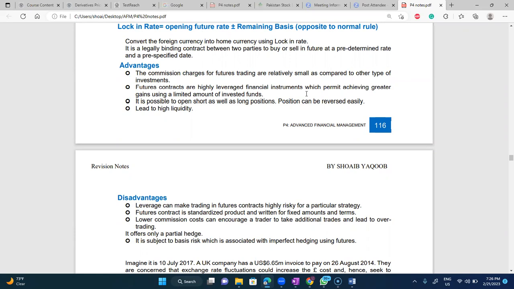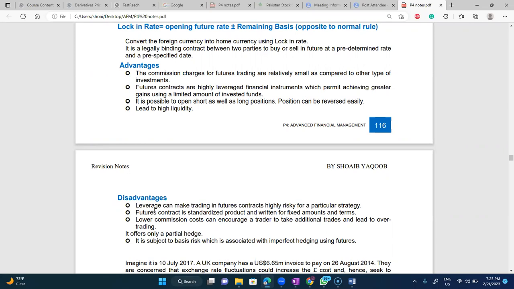For example, you will deposit $2,000 in a margin account, but you can do a contract of like $200,000. It is possible to open short as well as long position. Long position means if you want to buy something. Short position is if you want to sell something.